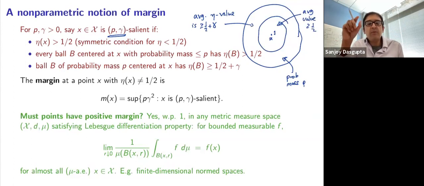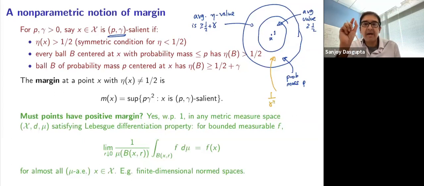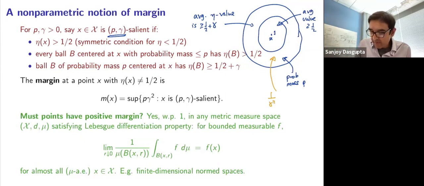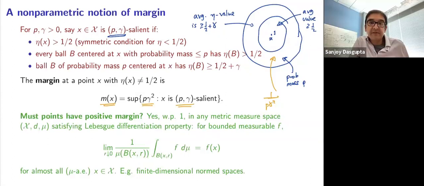What that means is that if you get 1 over gamma squared points in this ball, you will correctly predict the label of X. Okay, so if you get 1 over gamma squared points in this ball, you get the correct label of X because the bias is a half plus gamma. And in order to get 1 over gamma squared points in this ball, the overall number of points you need is 1 over P gamma squared. So the margin at X is now the supremum over all P gamma squared for which this point is P gamma salient. And so it's something that is really very attuned to nearest neighbor. It really captures the rate of convergence of nearest neighbor. So you can give a rate that doesn't depend on any assumptions.